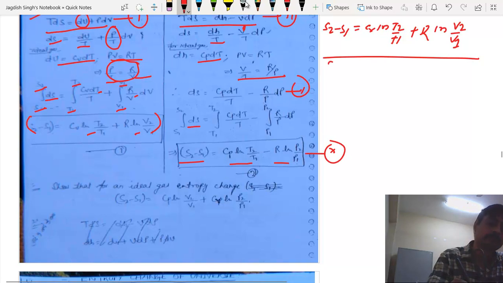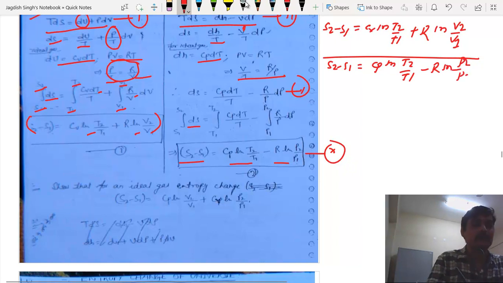So the other equation is S2 minus S1 is equal to Cp ln T2 by T1 minus R ln P2 by P1. This is another important equation, right?